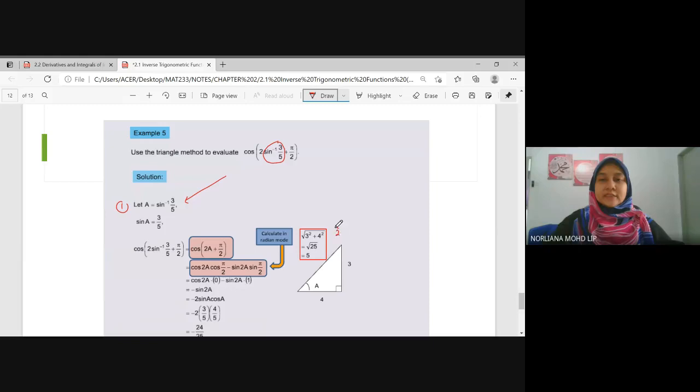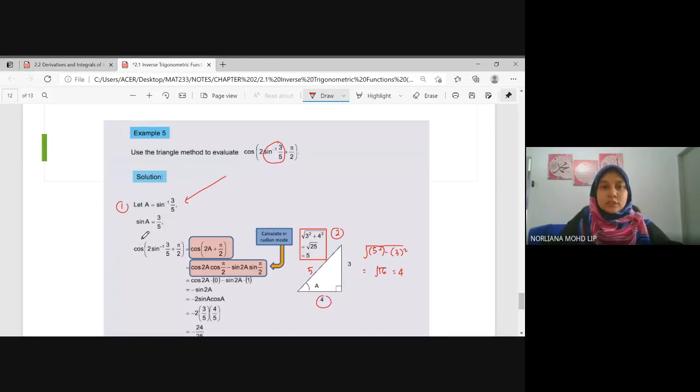Then we draw the right angle triangle. Sin A is 3 over 5, hypotenuse 5. It should be, to get the adjacent side, 5 square minus 3 square, which gives 4.